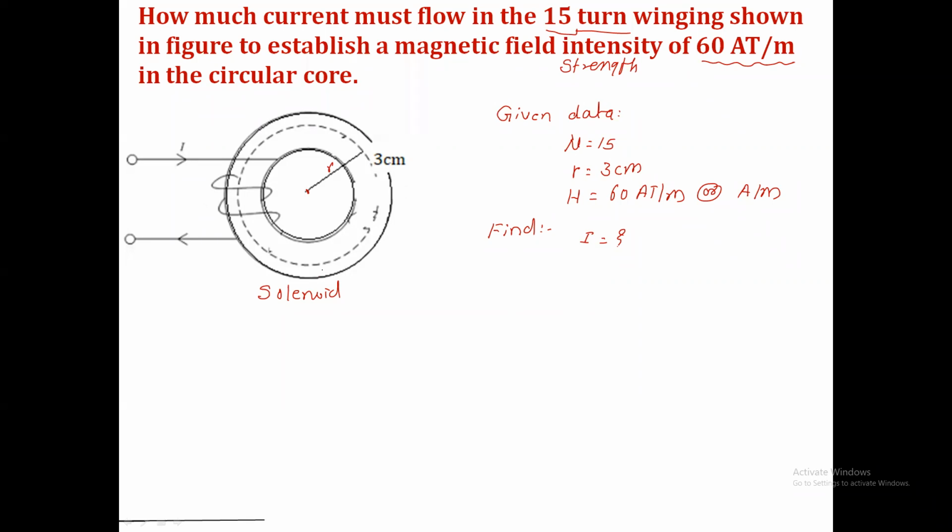In terms of a solenoid, what is the formula for magnetic field strength? Ni upon L. Absolutely correct. So we have that the formula for the magnetic field strength H is equal to Ni upon L.